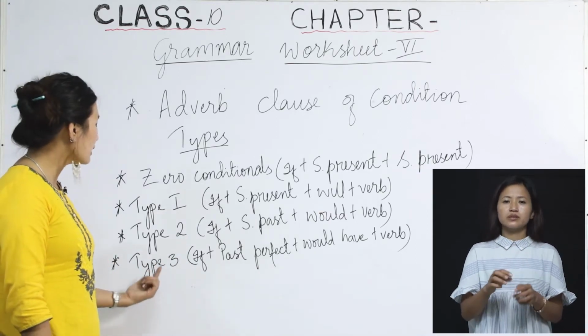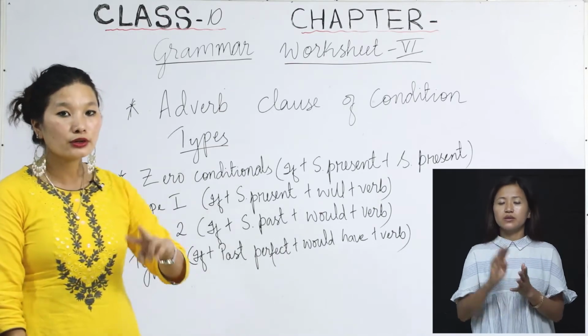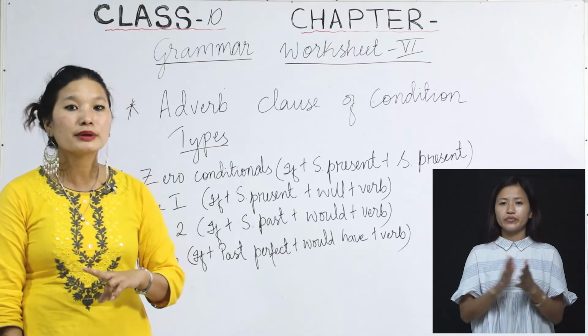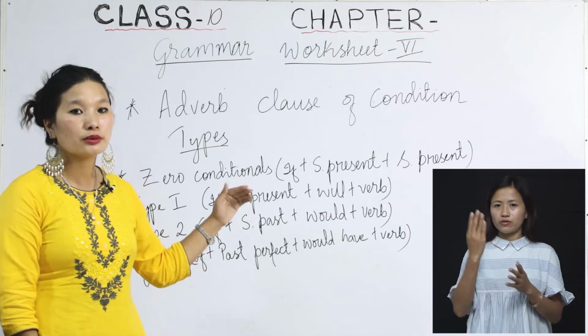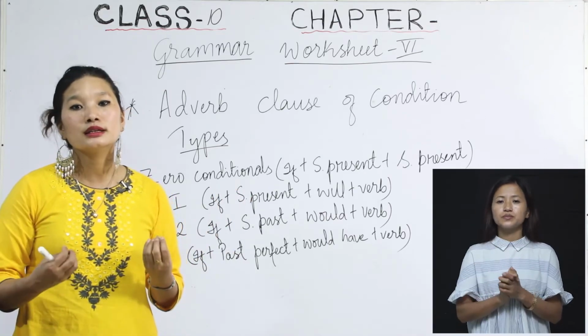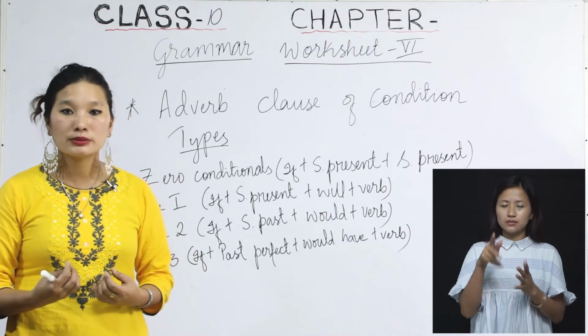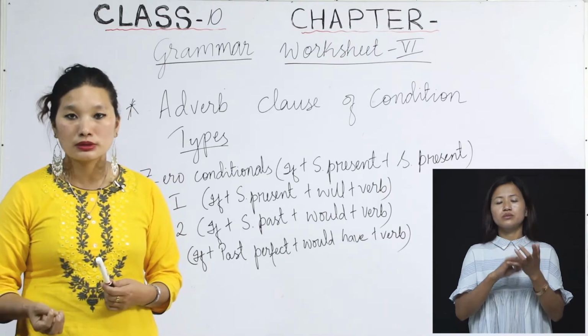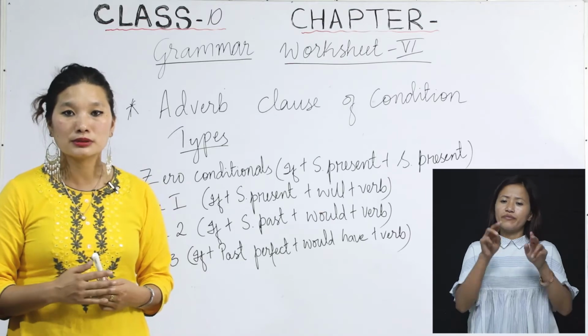And next and the last, we have type 3. It's the fourth number. Remember, it's the fourth number but type 3, okay? Why? Because 0 has occupied the number 1. And in type 3, conditionals are called impossible conditionals. Why? Because it will never happen. It is impossible to happen.